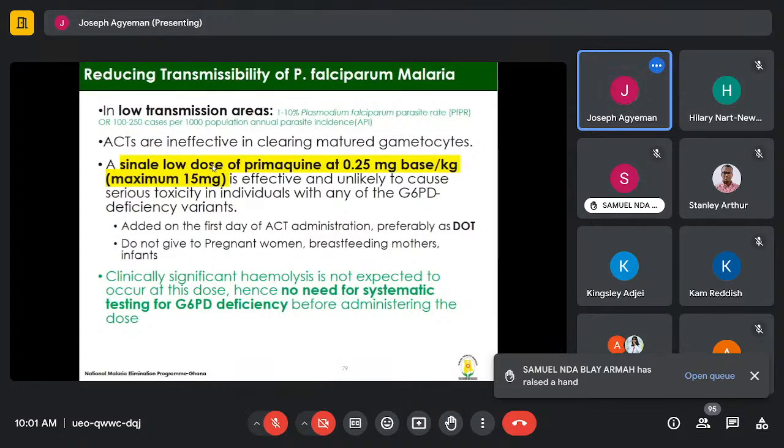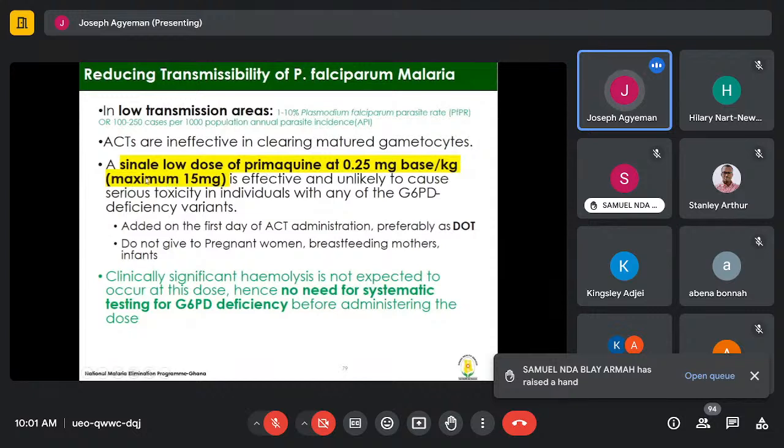So when you want to prevent transmission in low transmission areas, that is that recommendation. When they say low transmission areas, they are referring to areas where you have just 1 to 10% of the whole infections being caused by Plasmodium falciparum parasite. Or when you have per 1,000 people, 100 to 250 are getting the infection, and that is by P. falciparum. So in that case, you do this. You target the gametocyte so that the mosquito will not come and take the blood meal and then pick them and go and spread.